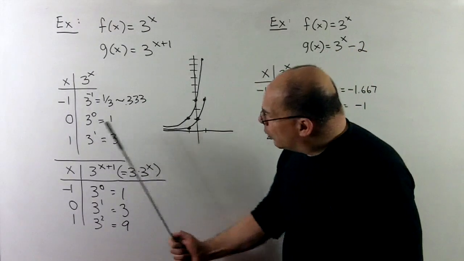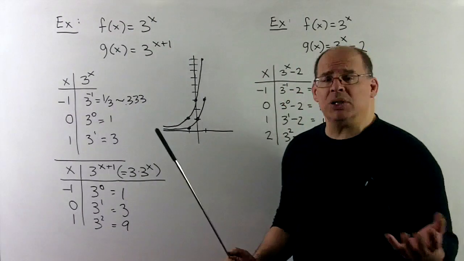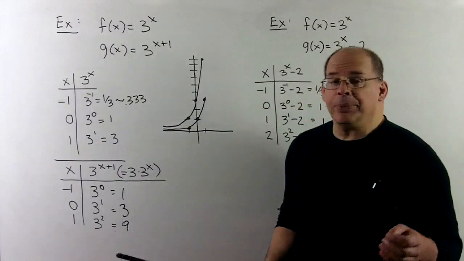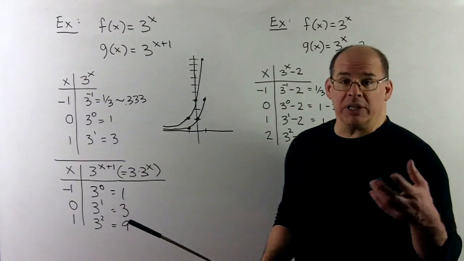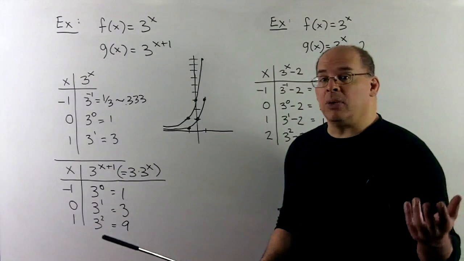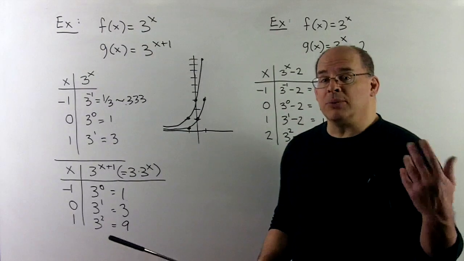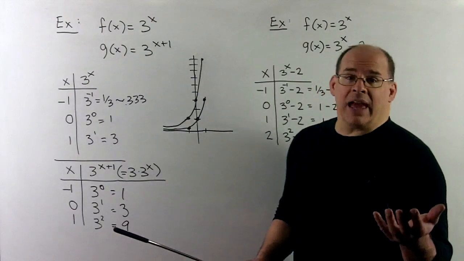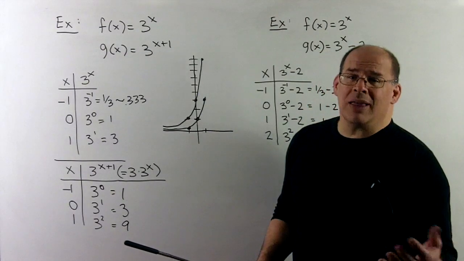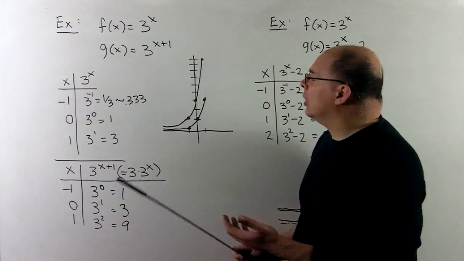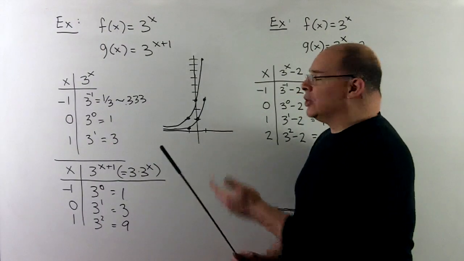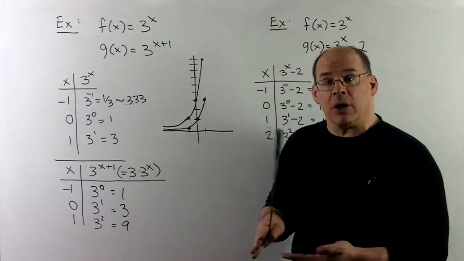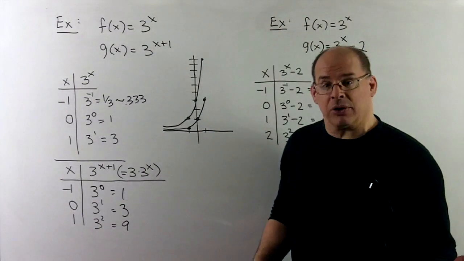But what's happening here? What's the relation between the two? Well, if I take 3 to the x plus 1, product rule for exponents says we could split the exponent: 3 to the 1 times 3 to the x. So I'm just taking 3 to the x and multiplying by 3. Now, 3 to the x, if we think of those as y values, then if I multiply by 3, we're multiplying all y values by 3. So what we're doing is stretching the graph along the y-axis by a factor of 3.